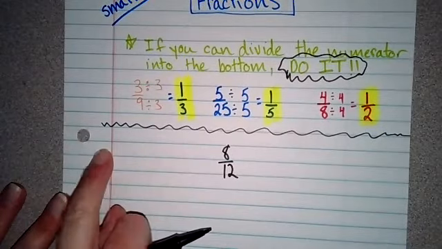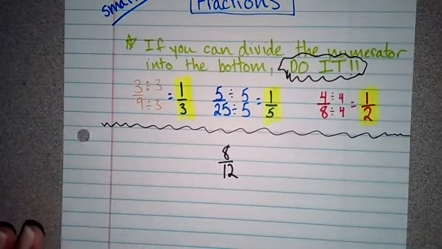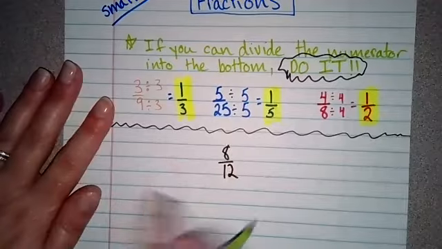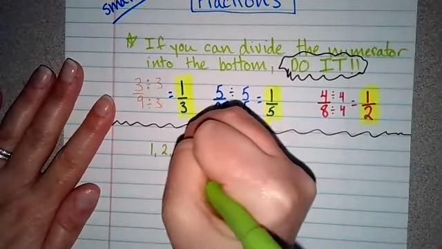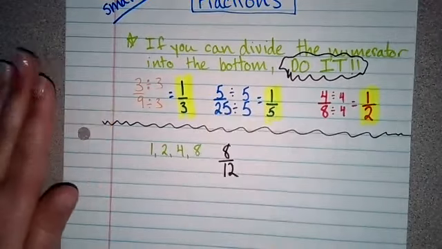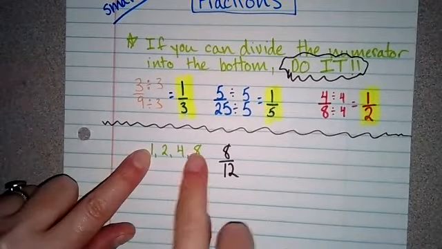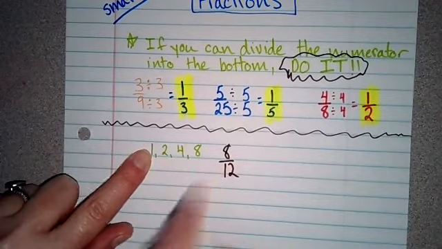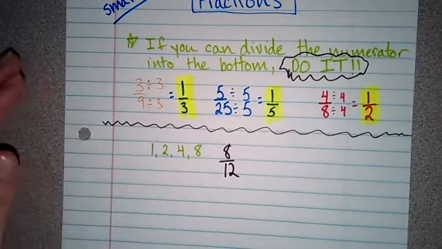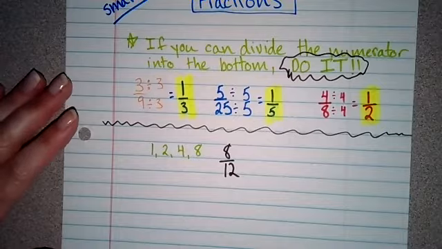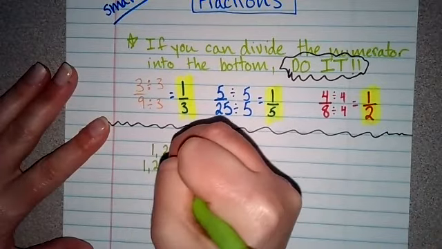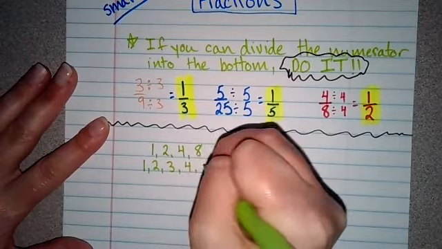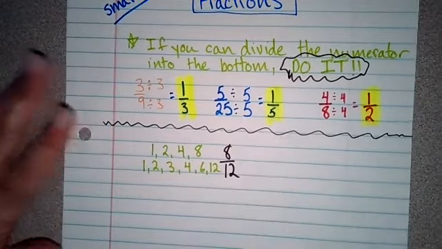To the left of the fraction, I want you to write all the factors of 8. So the factors of 8 are 1, 2, 4, and 8. So those are the numbers that if you multiply 1 and 8 together, you get 8, and 2 and 4 together, you get 8. Okay? Then underneath that, you're going to write the factors of 12. Here I go. I've got 1, I've got 2, I've got 3, I've got 4, I've got 6, and I've got 12. Okay?